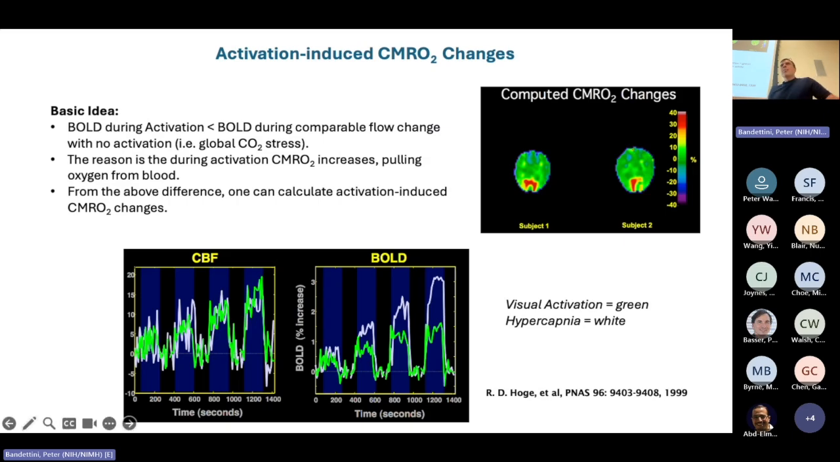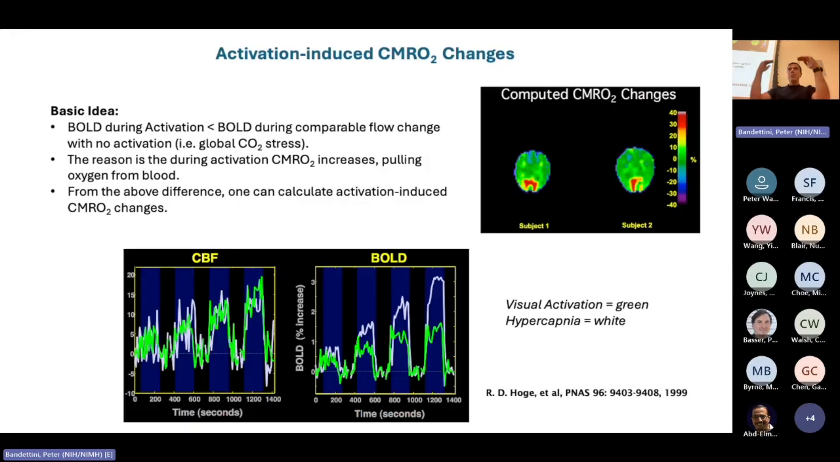It turns out that as you understand with BOLD contrast, with brain activation, the CMRO2, the metabolic rate, goes up a little bit. It doesn't go up that much, such that the oxygenation overall goes up, but there is some oxygen being pulled from the blood, and that's lowering or blunting the BOLD signal. So if you give something like a global stress, like have them breathe CO2, the signal will go up, and it won't be blunted by increased metabolic rate because the brain isn't increasing the metabolic rate.